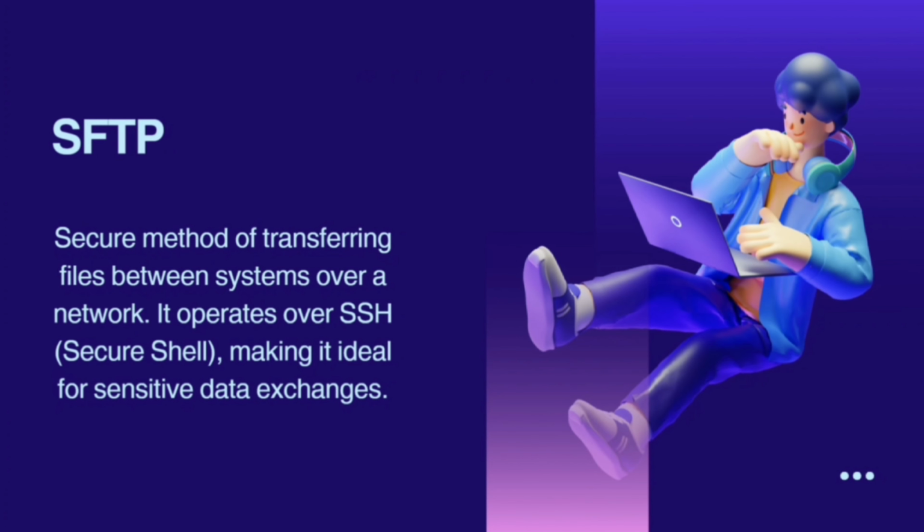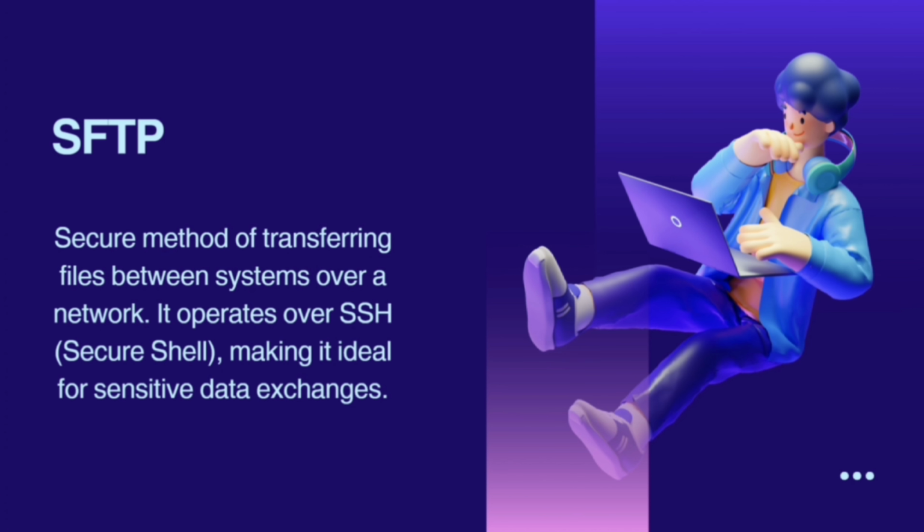Okay, next we move to SFTP. SFTP, or Secure File Transfer Protocol, is a secure method of transferring files between systems over a network. Unlike traditional FTP, SFTP uses encryption to protect data, ensuring secure communication. It operates over SSH, Secure Shell, making it ideal for sensitive data exchange. With SFTP, users can upload, download, manage, and share files safely, making it a preferred choice for businesses and individuals prioritizing data security.